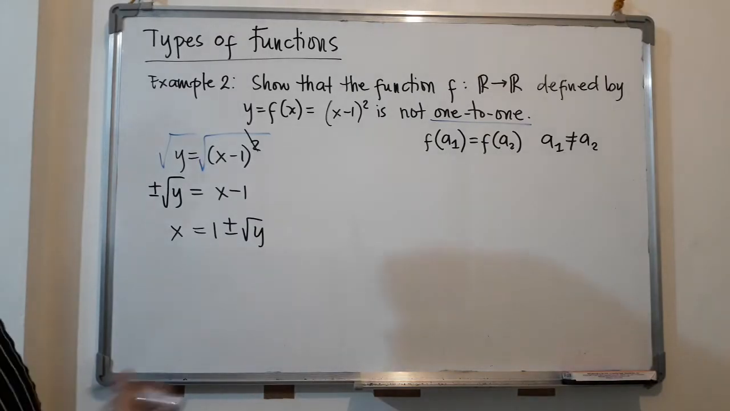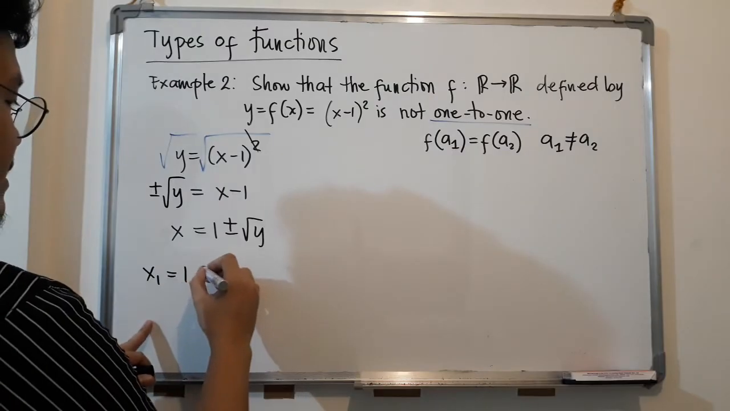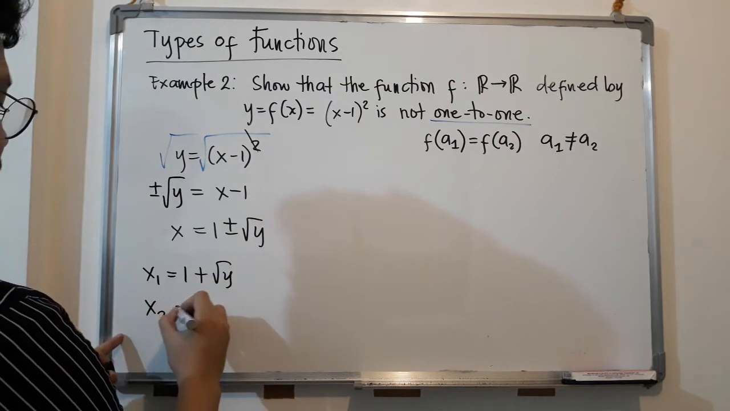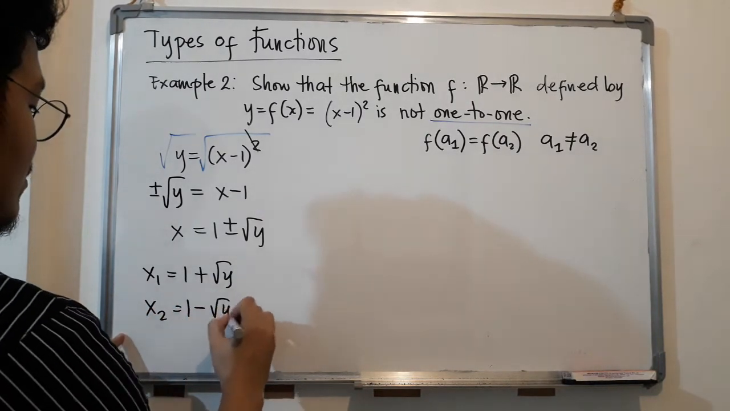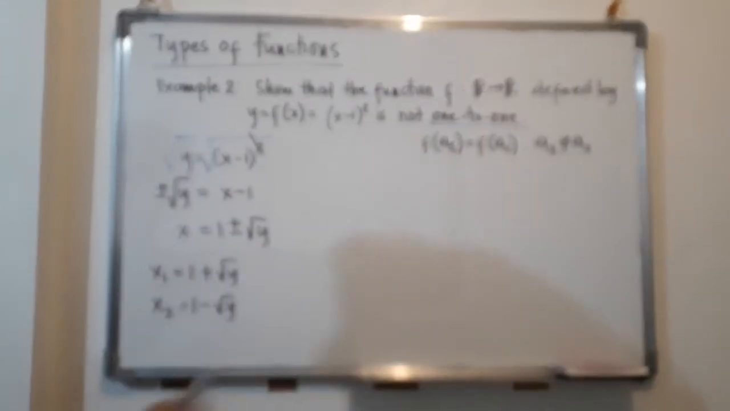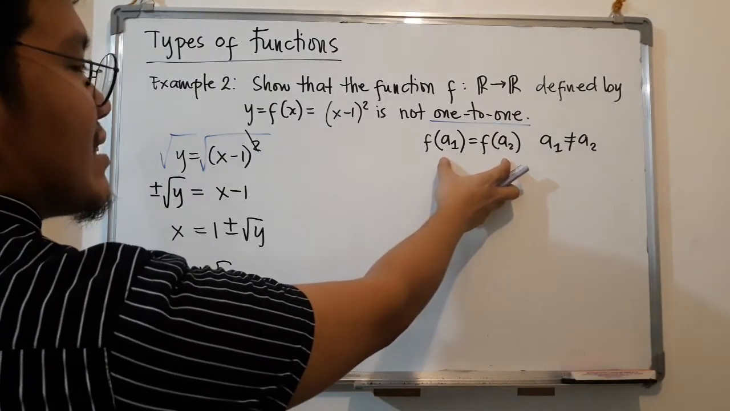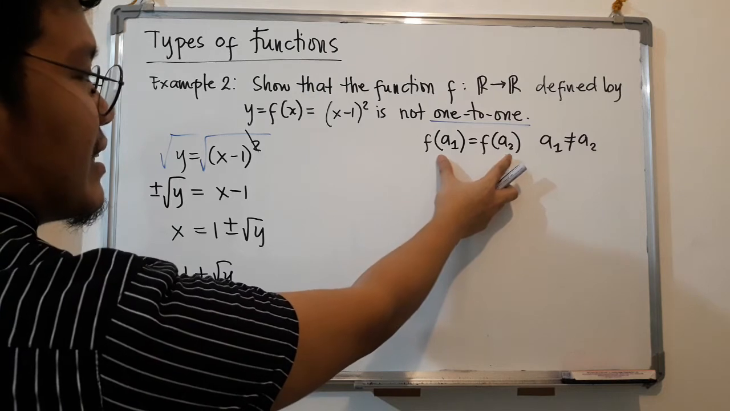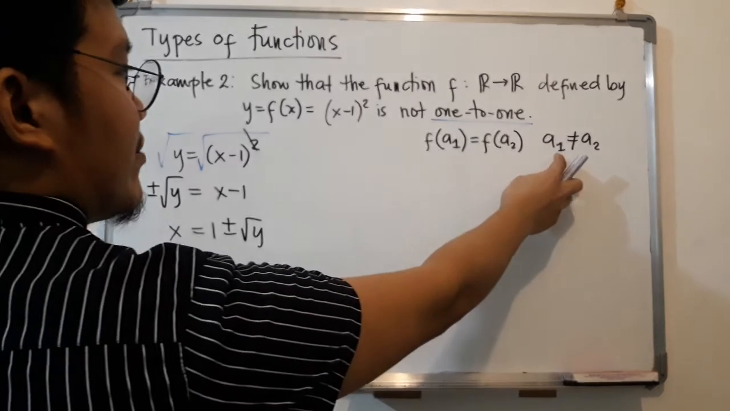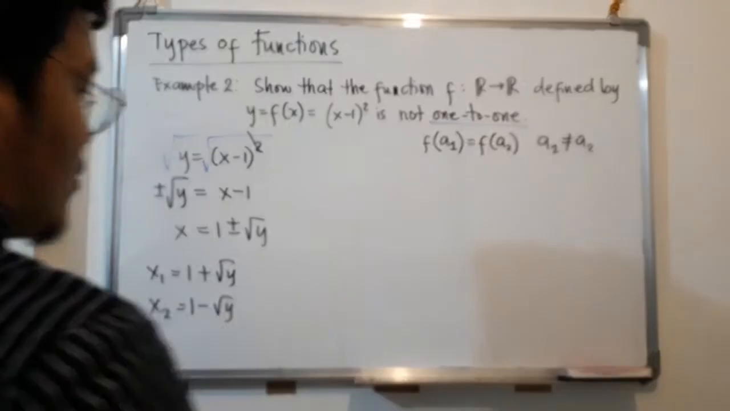Hence, x sub 1 is equal to 1 plus the square root of y, and x sub 2 is equal to 1 minus the square root of y. So we will establish this. Whenever this equation is true, and if a sub 1 is not equal to a sub 2, then this function is not 1 to 1.